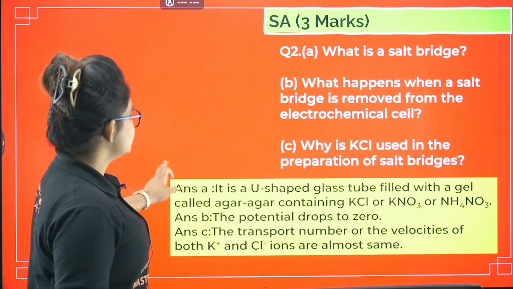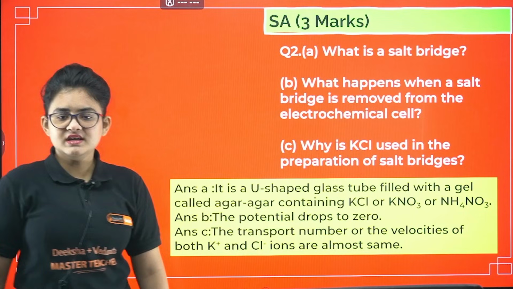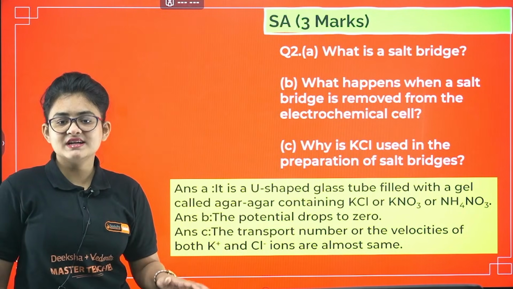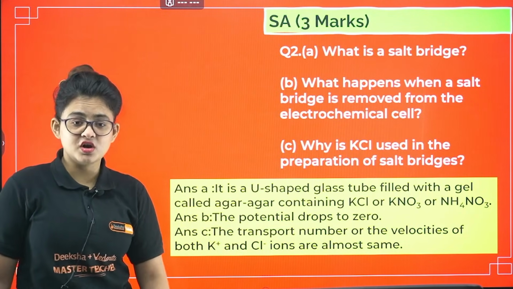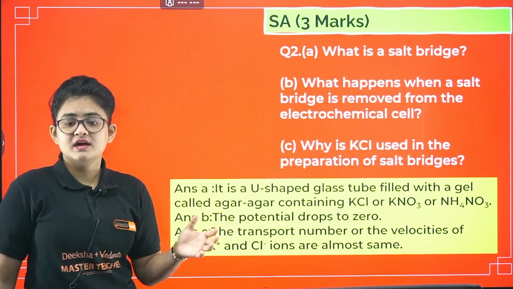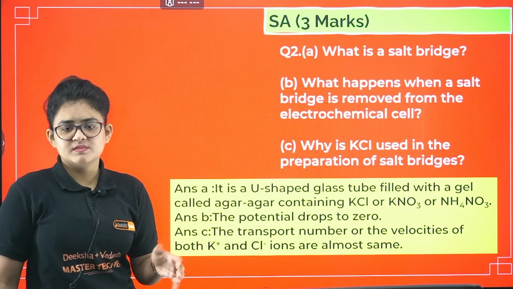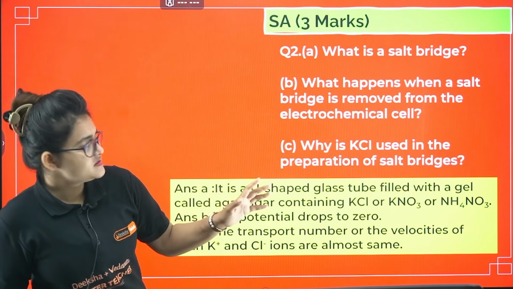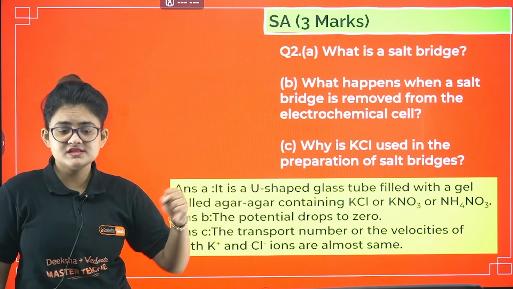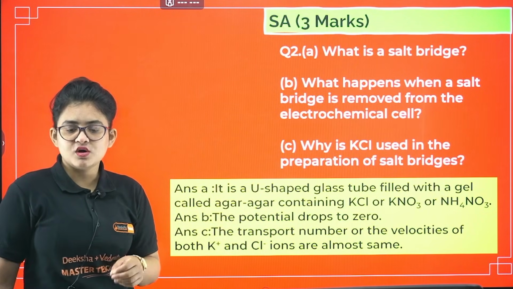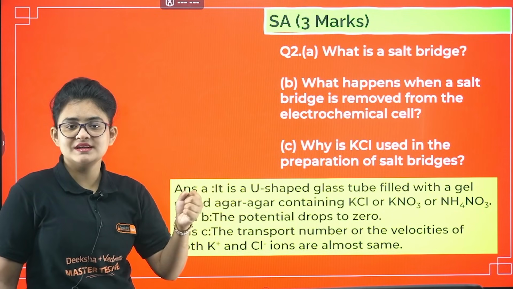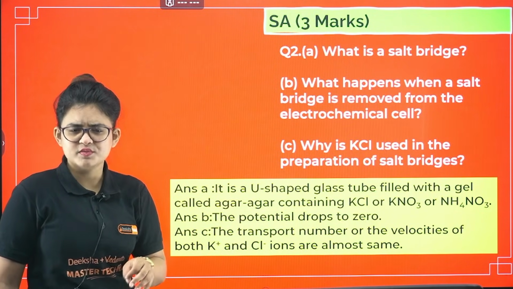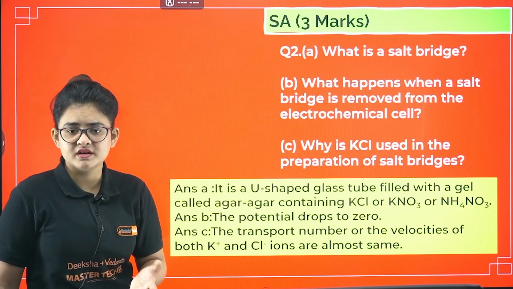So here you can see, salt bridge is basically a U-shaped glass tube that is filled with an agar-agar gel that contains different salts like KCl, KNO3, NH4NO3, this type of thing. This is salt bridge. Next question. What happens to the cell if it is removed? So if the salt bridge is removed, then there will be no current flow, hence potential will drop to zero because the circuit is not completed.